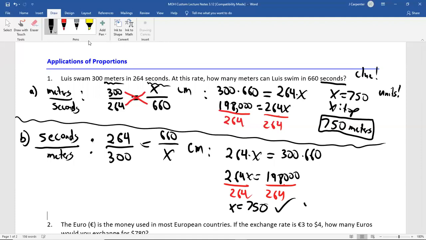The same answer. So as long as you're consistent, as long as you pay attention, as long as you don't rush, there are lots of ways to get this right. You don't have to write the 264 and the 300 on the left side. You can write them on the right side.